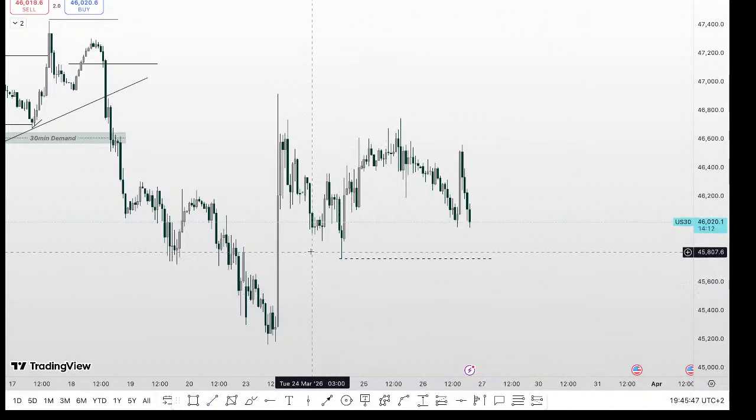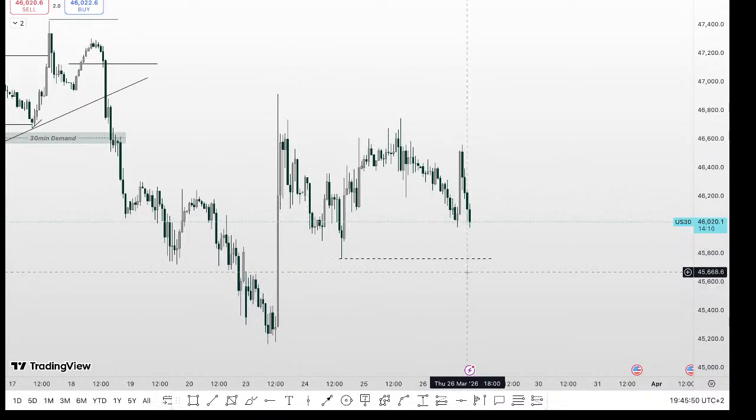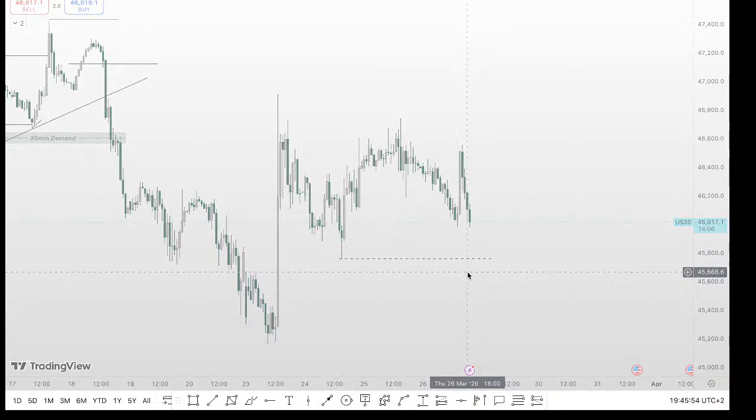So that's liquidity right there. We have a fair value gap on your left hand side, so the market might just dump towards the downside. So the goal is just to wait and be patient.